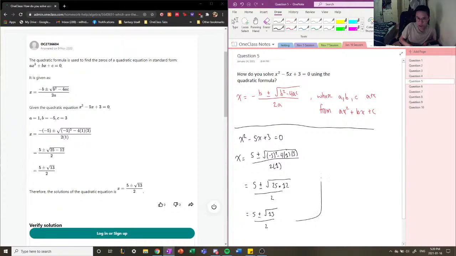Okay, so now we have two different options here. We have x equals 5 plus root 13 divided by 2, or we have the negative, which is x equals 5 minus root 13 divided by 2.